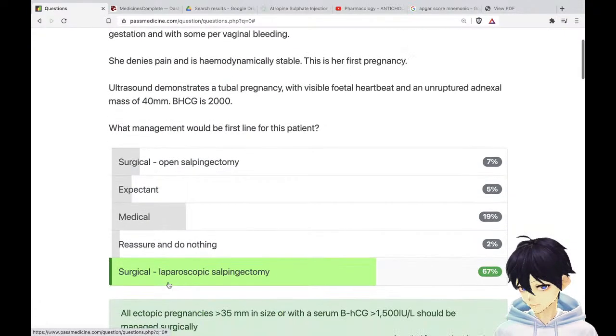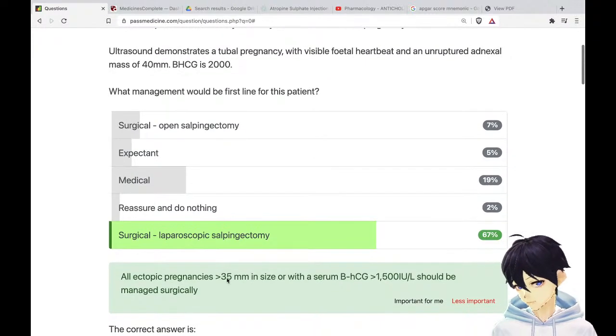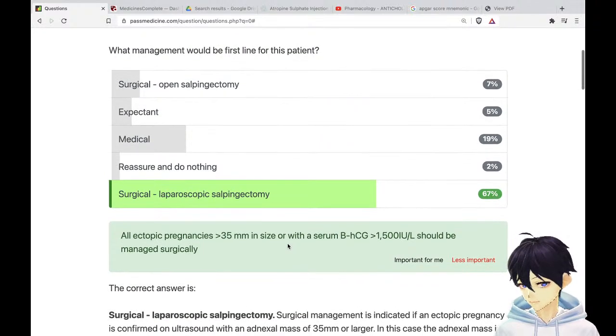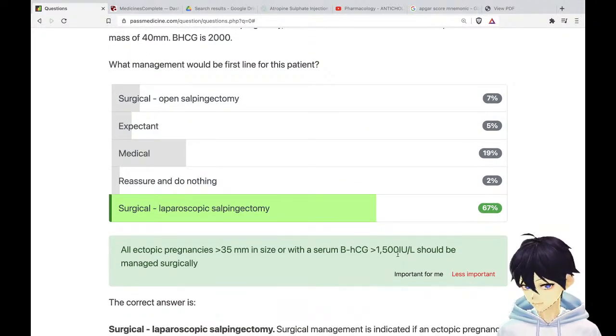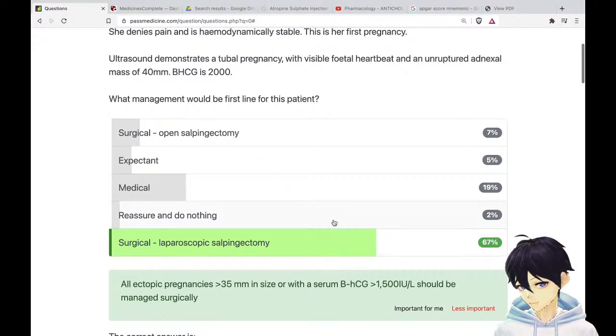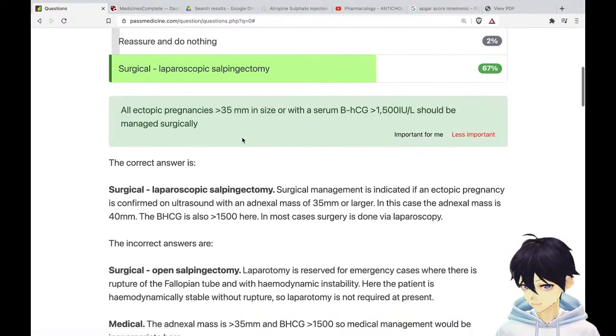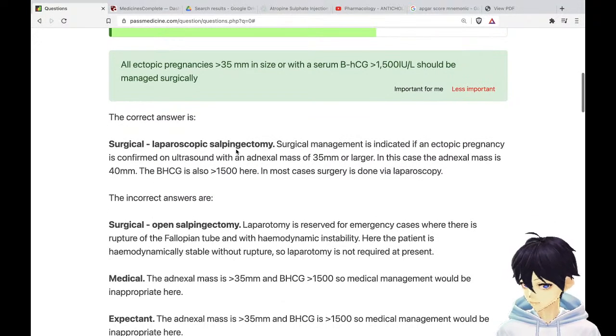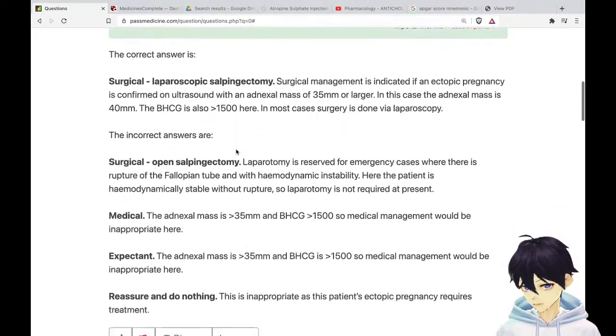Let's see what's the answer. Yeah, the answer is laparoscopic salpingectomy. All ectopic pregnancies more than 35 mm in size or with serum beta HCG of more than 1,500 international units per liter should be managed surgically. So the threshold is 35 millimeters and the beta HCG threshold is 1,500. Correct answer is surgical laparoscopic salpingectomy.